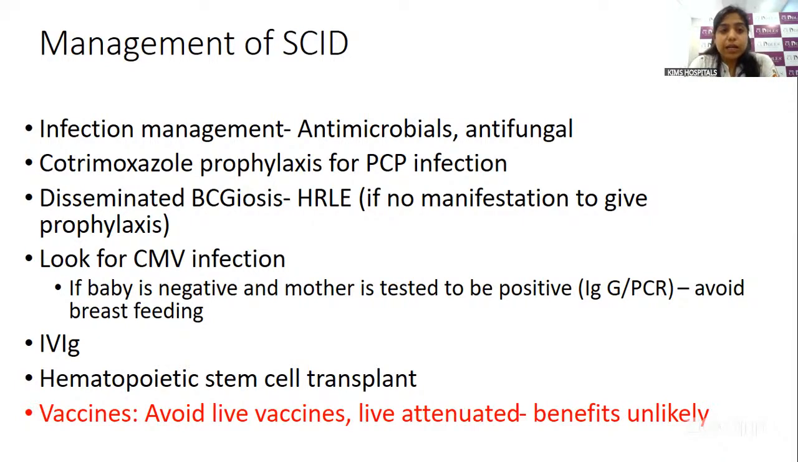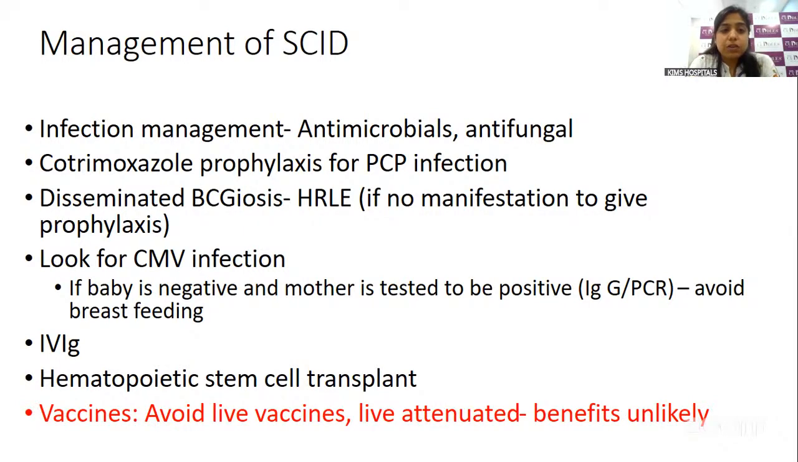If a child is having disseminated BCGosis, we have to give HRLE because BCG is inherently resistant to pyrazinamide. Instead of giving HRZE, we have to give HRLE. If no manifestation, we have to give prophylaxis.